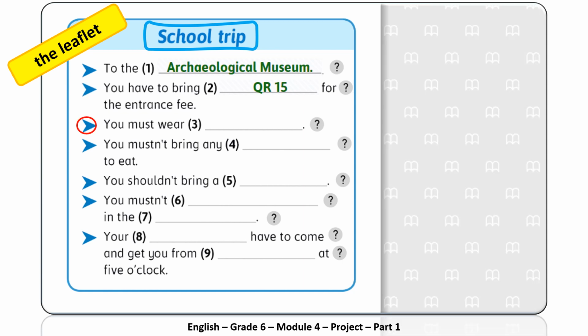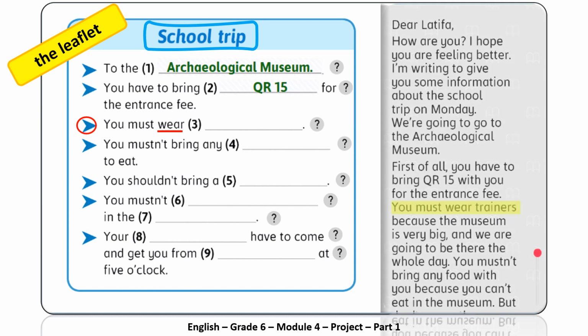Let's move to the next point. You must wear... So we need what they should wear or they must wear. Let's go to the email. On this part, we will find you must wear trainers. So the answer is trainers.